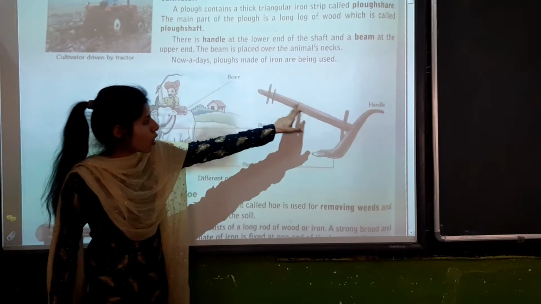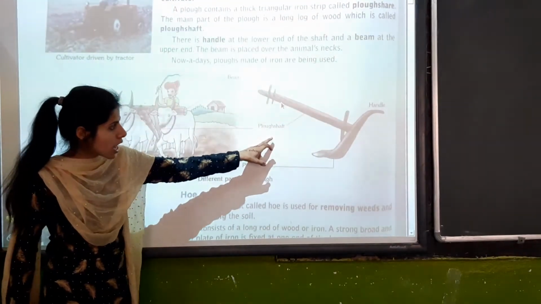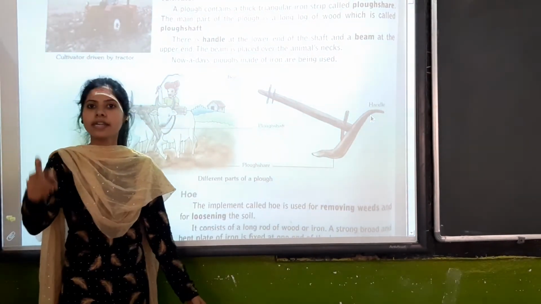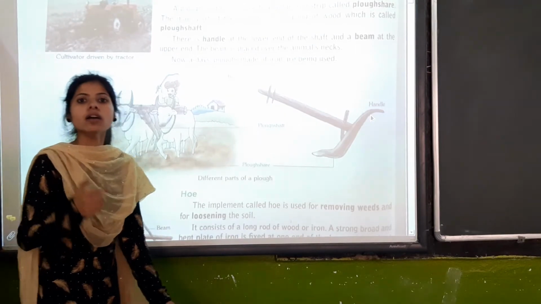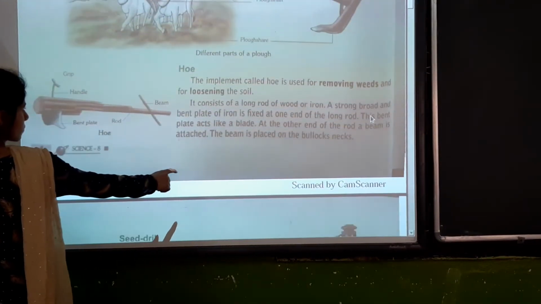It consists of a plough shaft. The long wooden stick is known as the plough shaft. There is a handle and a plowshare, which is used to dig the soil from the ground. Now we move to the second implement, which is the hoe.